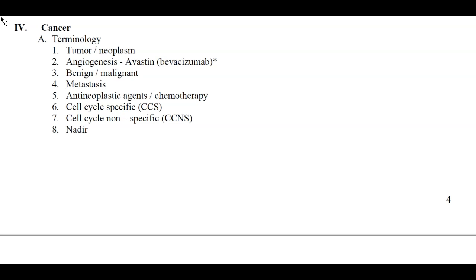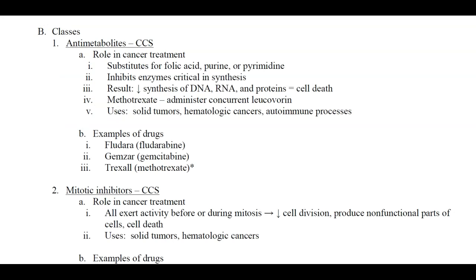Nadir is a term used to describe the lowest point in any fluctuating value, so the lowest white blood cell or platelet count during chemo, or most commonly it is used to describe the lowest level of neutrophils, which is a form of white blood cell, during chemotherapy. There are different classes of anti-neoplastic agents or chemotherapeutic agents. The first one that we're going to talk about are the anti-metabolites.